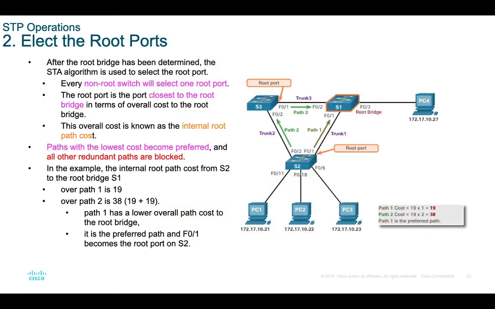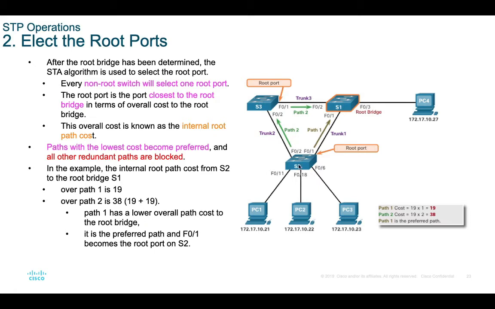So in this case, in order to elect the root port, every switch must select a root port. For a root bridge, there is no root port inside a root bridge. For a root bridge, every port will be put in the designated port. Even though we haven't elected the designated port yet, as I can tell you, all ports in the root bridge will become designated ports.